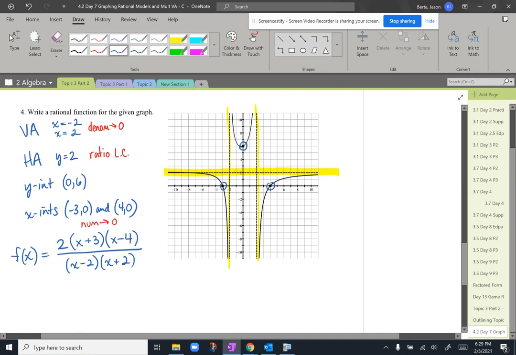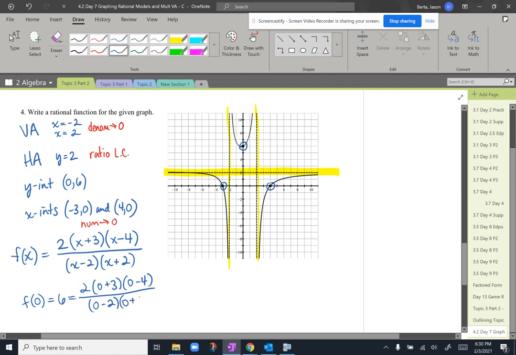Now there's one other thing we need to use, and that's the y-intercept. We really just need to use that to double check our work here. Because if we plug in 0, we should get an output of 6. So let's go ahead and plug in 0 for what we already have so far and see if we need to add anything or if we're good to go.